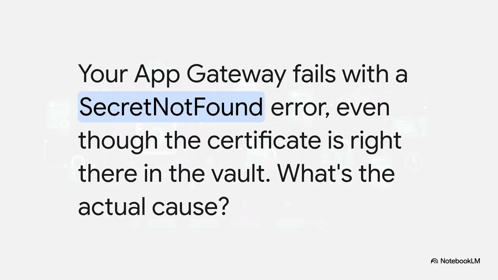You set it all up. Your certificate is sitting right there in Key Vault. It looks perfect. You copy its ID, you plug it into your application gateway, and boom, secret not found. And you're just sitting there thinking, what are you talking about? It's right there. It's confusing, it makes you question everything, but the certificate is there. So what's really going on?